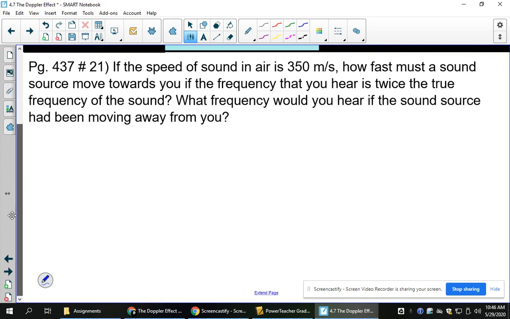Okay, one more question. You can try this one on your own if you'd like. It's a little more challenging. It talks about the speed of sound in air at 350 meters per second. How fast would the source be moving towards you if the frequency that you hear is twice the true frequency of sound? What frequency would you hear if it had been moving away from you?